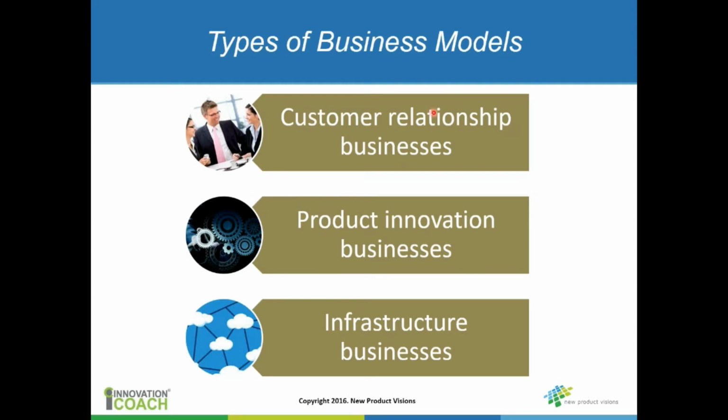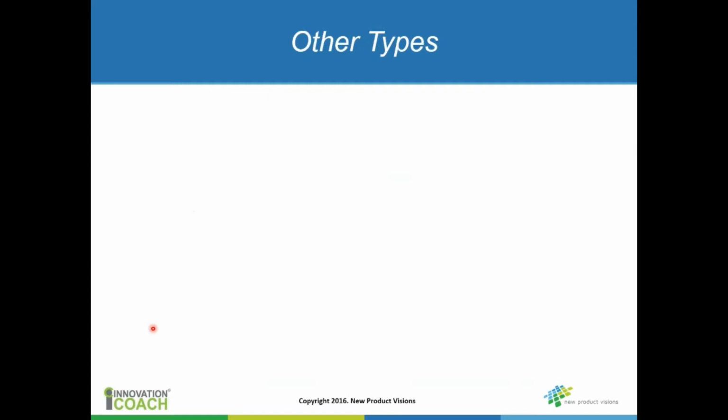One are customer relationship businesses. These are businesses like attorneys and accountants and so forth, where the business model is built around the one-on-one relationship with the customer. Then there are product innovation businesses. These are mostly manufacturing type companies. And then there are infrastructure businesses such as credit card processing companies or telephone networks or internet suppliers and so on. Then there are other types of business models that are subsets of those.